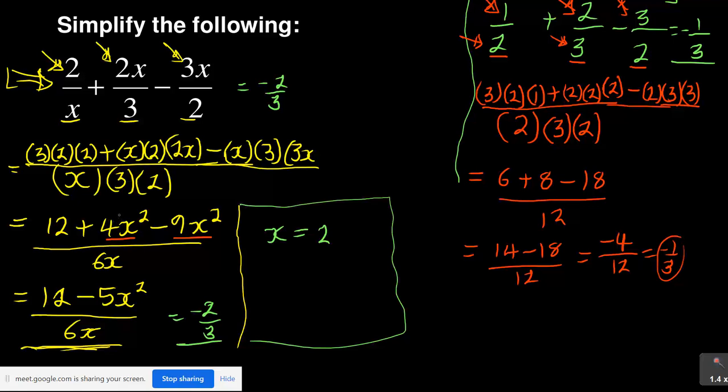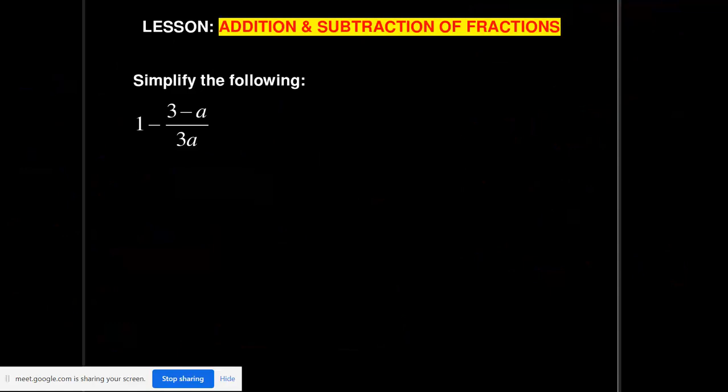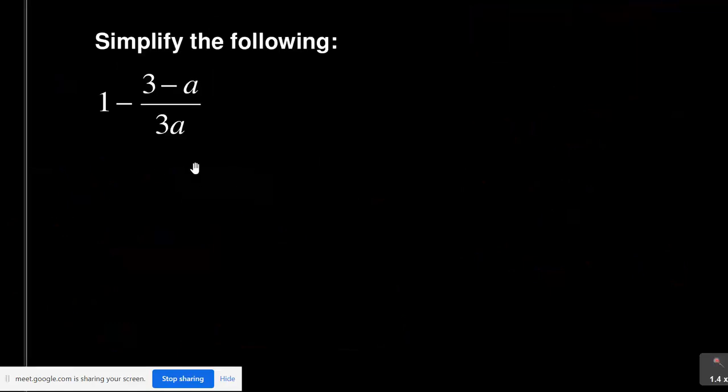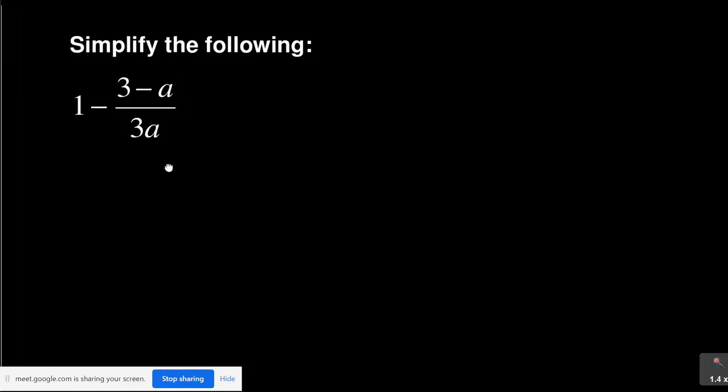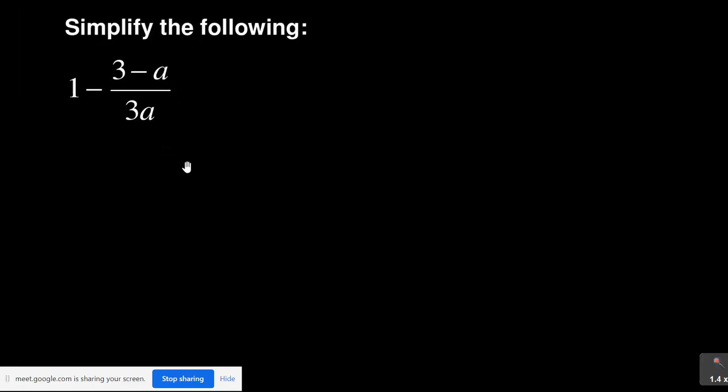Okay, cool. Now let's move on to this other one. It's still addition and subtraction. So in this one, it says simplify the following, as you can see. Now it looks like it's a fraction because it's 3 minus a over 3a. The other side is a fraction, but this one is just like a 1. I think I got this from a previous paper. It was 3 marks, this question.